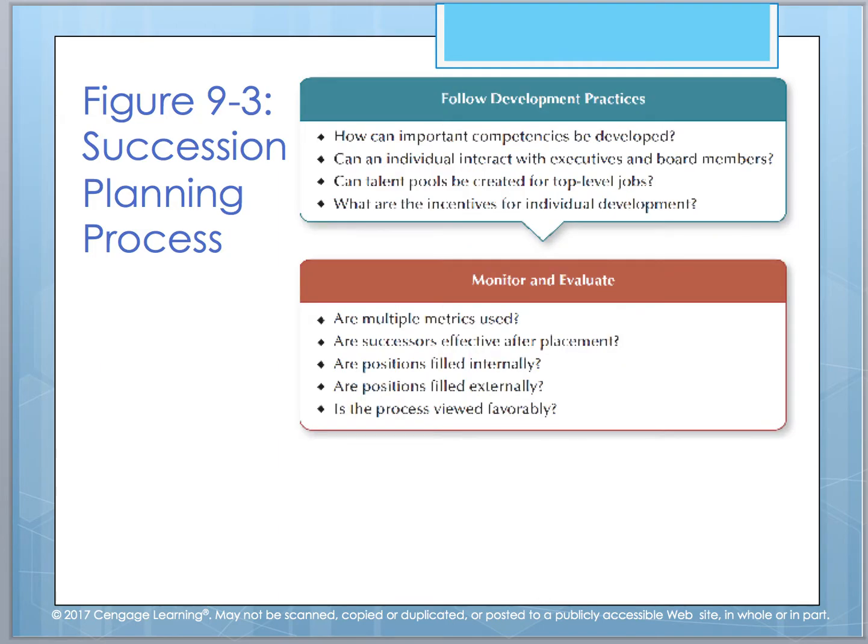From there, you have to follow through with how those important competencies are needed to be developed. Can the individual interact with executives and board members? Can talent pools be created for top-level jobs? What are the incentives for individual development? And then monitor and evaluate, right?